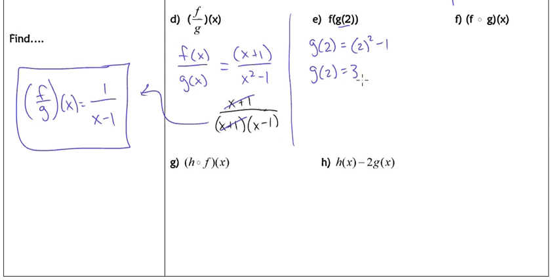Now we're going to take that value and plug it into f of x. So f of 3, because that is what g of 2 is. What was f of x? X plus 1. So 3 plus 1, and we end up with f of g of 2 is equal to 4. All right, so that's our composite function there.